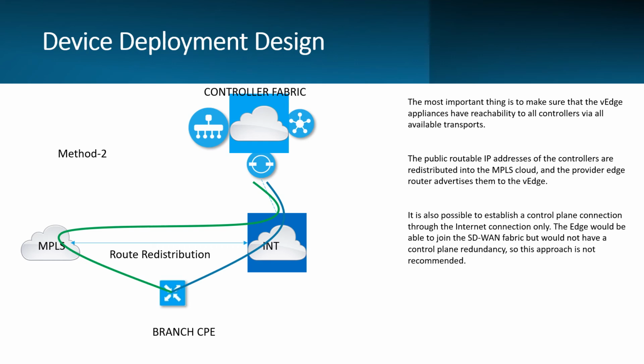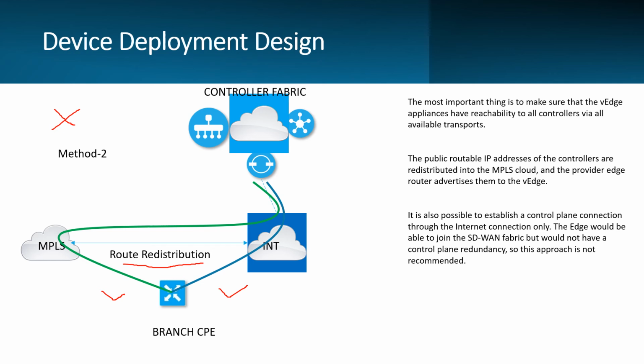Let's talk about the second method. You still have MPLS, you still have internet connectivity, but you might not have a data center. So the question comes: how do you reach your controller fabric, which is hosted on the cloud on the public IP address? You will have to do some sort of route redistribution. So you know from MPLS how you can reach the internet. From both the links, your branch Viptela device should have access to all the controllers.